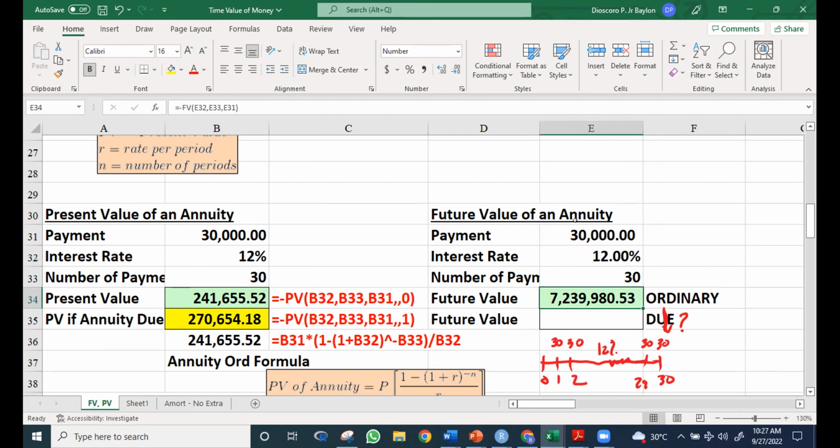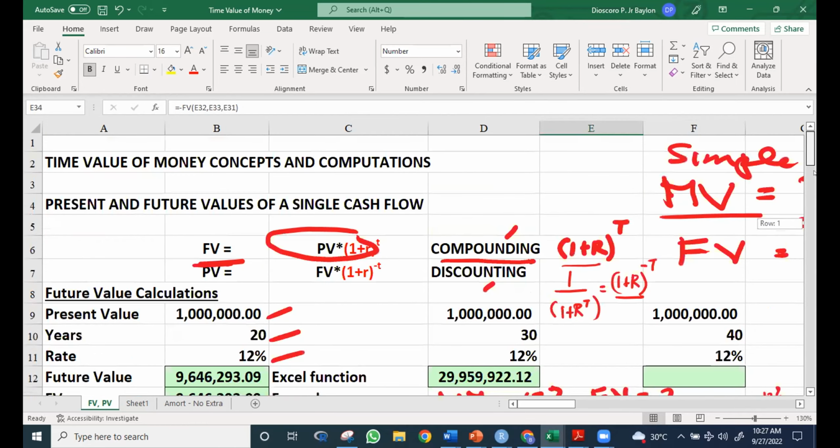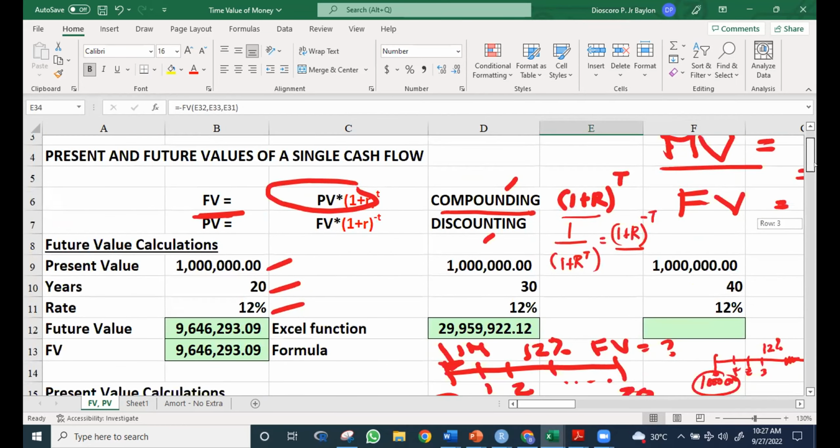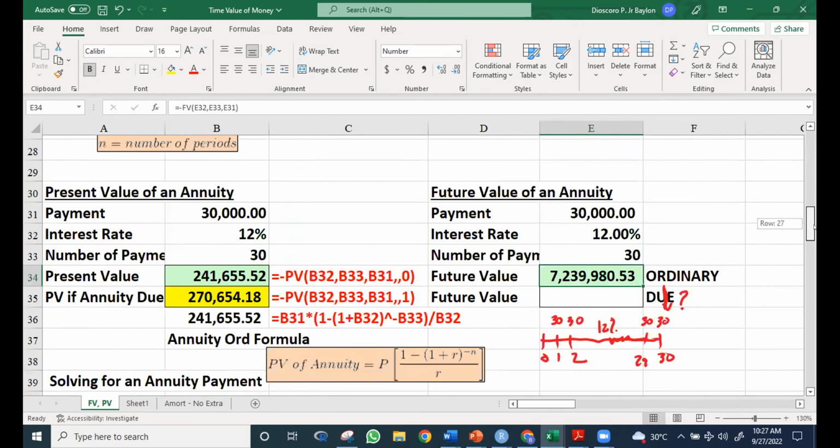Because remember, this is compounding interest on an annuity. Earlier, our compounding was just a single cash flow. This one is an annuity. So if this was an annuity due, then this would be greater also.